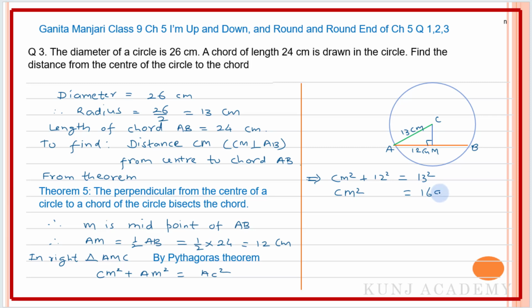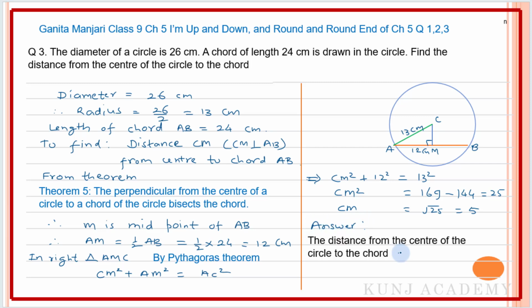13 square, 169, minus 12 square, 144, is equal to 25. CM is equal to root 25, which is equal to 5. Answer: the distance from the center of the circle to the chord is 5 centimeters.